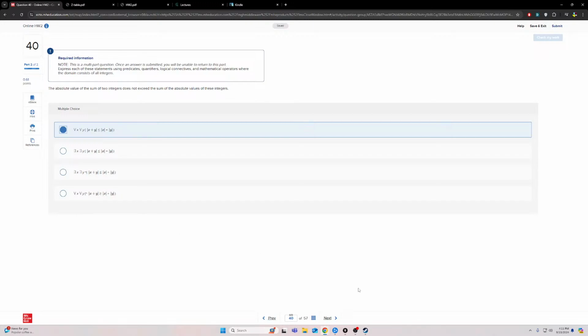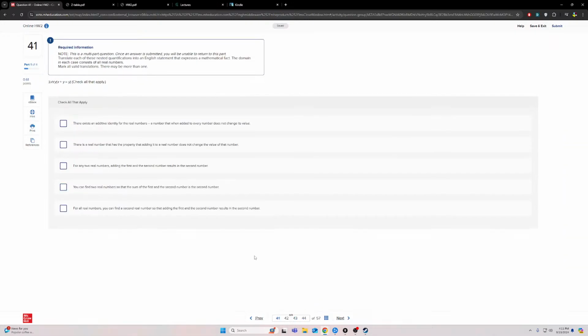Yeah. I hate these multiple parts. Translate, domain, all real numbers, mark all true, there may be more than one. There exists an x where for all y, there exists x for all y where x plus y is equal to y.